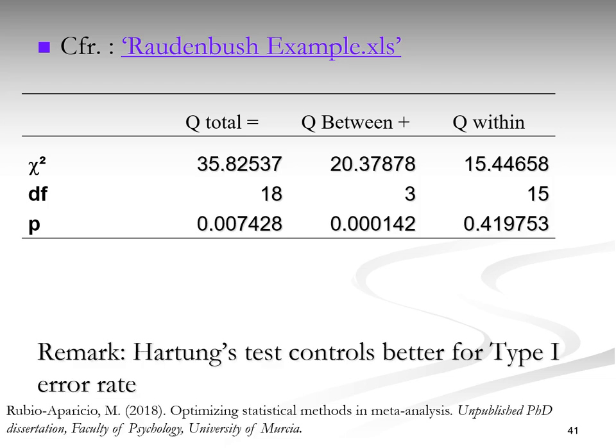A note: simulation studies have shown that maybe the Q statistic is not the best statistic to use. The Hartung's test brings the type 1 error rate better under control.